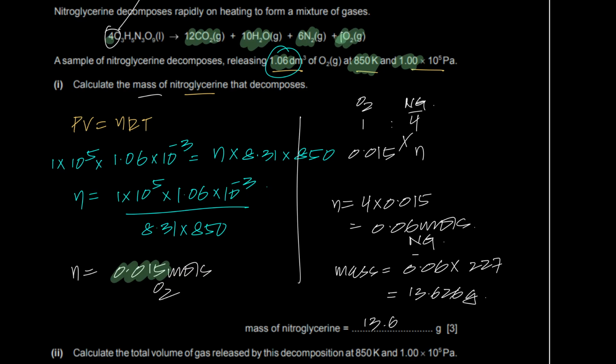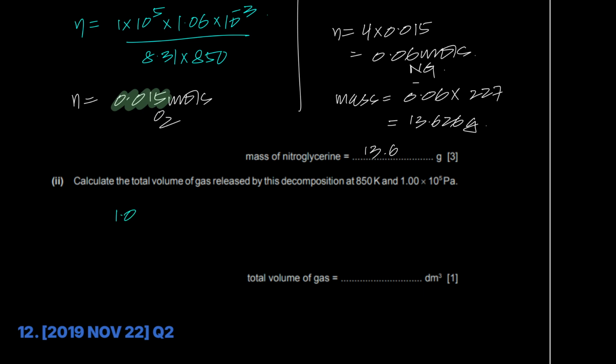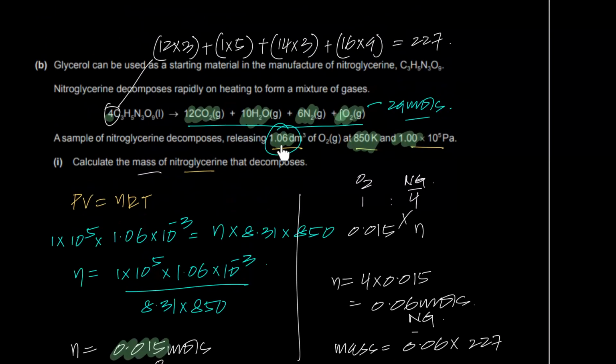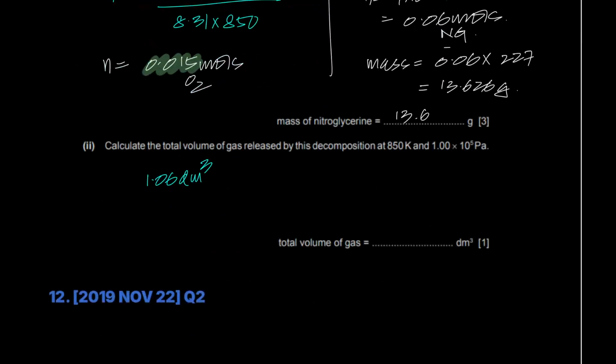If you add all of them up, the total moles of gas that are being released are 29 moles. See, 12 plus 10 plus 6 plus 1, that's 29 moles. So if 1 mole of gas being released gives out this much volume, 1.06 dm cubed, 29 would give out how much volume? 1.06 dm cubed is the volume given out when 1 mole of gas is released, which is oxygen right here. Oxygen was 1 mole.